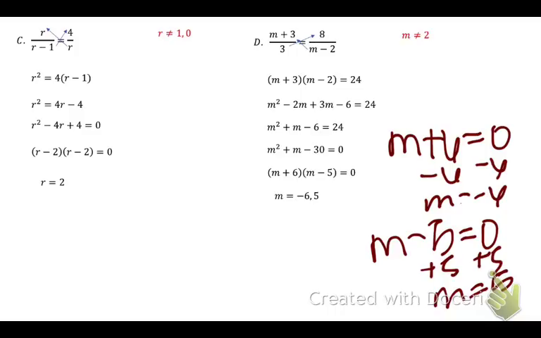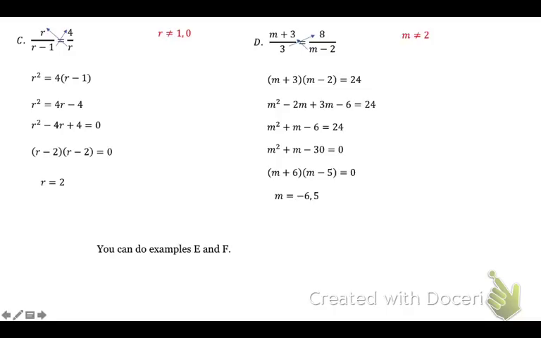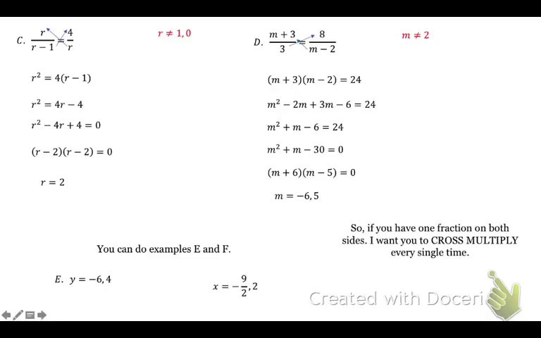Cool? Maybe. You can do examples E and F. Those are the answers you should get: negative 6 and 4, and negative 9/2 and 2. So if you only have one fraction on both sides, you want to cross multiply. If you have one fraction on both sides, always just cross multiply them.